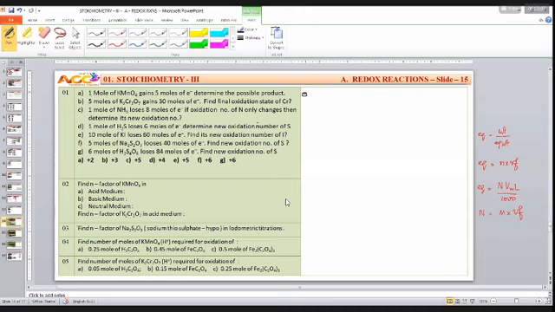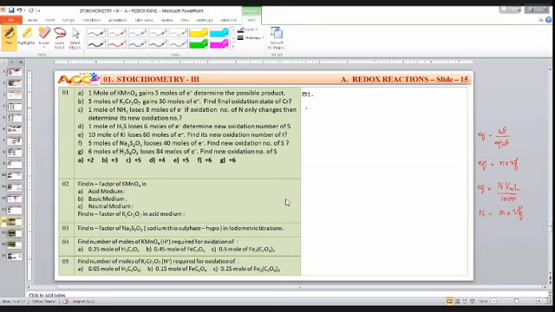Question number 1. 1 mole of KMnO4 gains 5 moles of electrons. Find the possible product. This is a very beautiful question with respect to conceptual learning. 1 mole of KMnO4 gains 5 moles of electrons, determine the possible product.